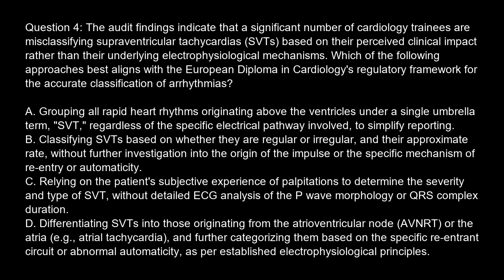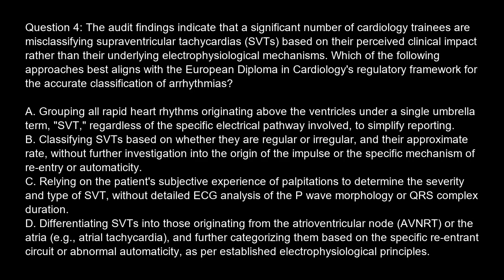Option B. Classifying SVTs based on whether they are regular or irregular and their approximate rate, without further investigation into the origin of the impulse or the specific mechanism of re-entry or automaticity. Option C. Relying on the patient's subjective experience of palpitations to determine the severity and type of SVT, without detailed ECG analysis of the P-wave morphology or QRS complex duration.